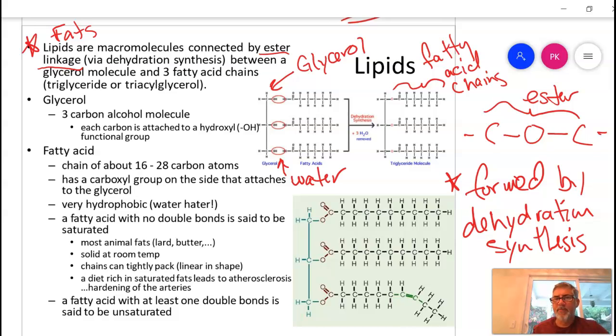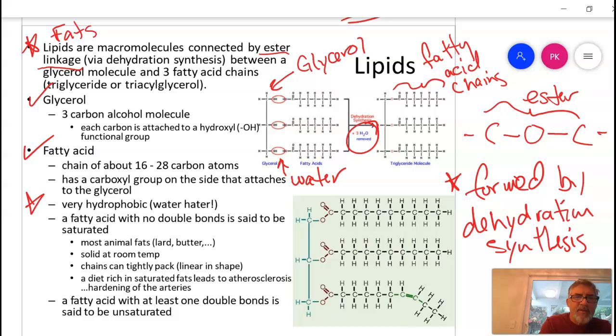Right, so they're all formed, right? Here's my 3 water removals right there. So they're all formed by dehydration synthesis, and I can take them apart by hydrolysis, just like the other one. All right, so we have our glycerol we talked about, right? We have our fatty acids, right?